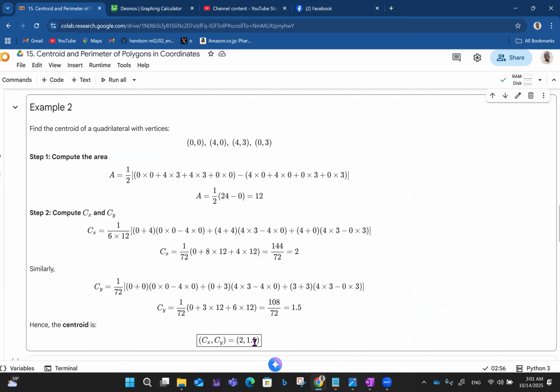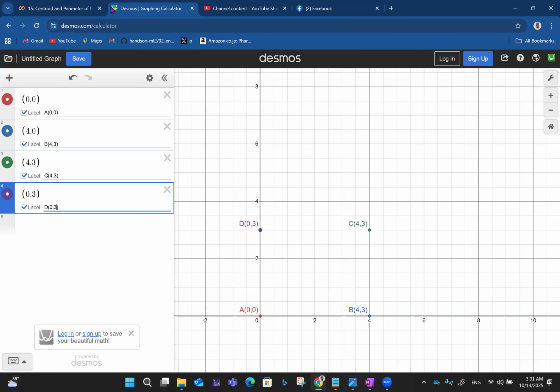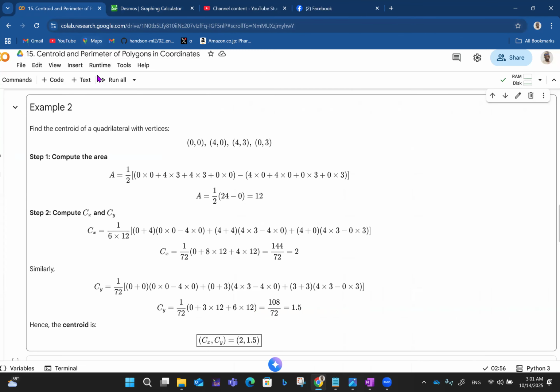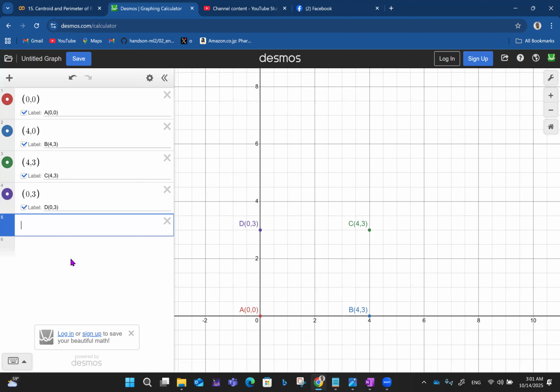Now we got the centroid to be 2 comma 1.5. That's the centroid, Cx, Cy. Let's call the centroid G, usually. So that's 2 comma 1.5, right at the center, and that is centroid G. That makes a lot of sense, right? We have a shape and the centroid is here, because you can see it is balanced on all sides.